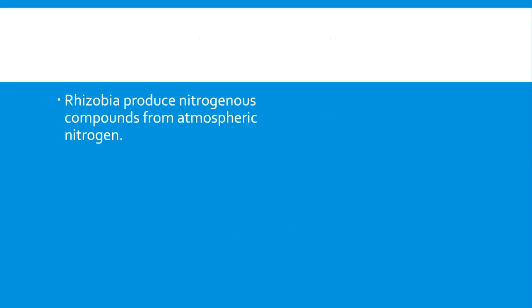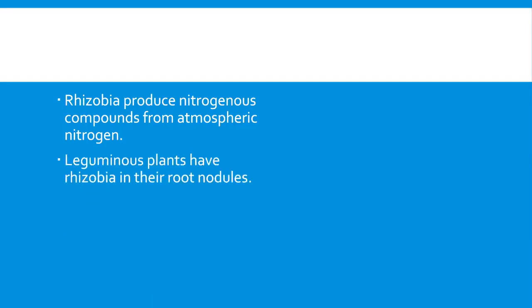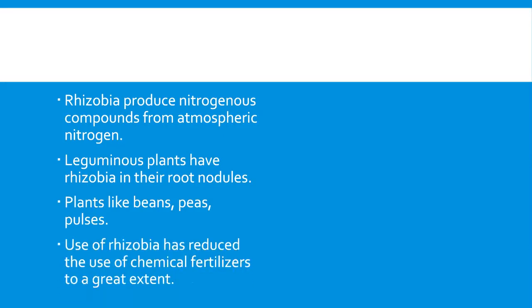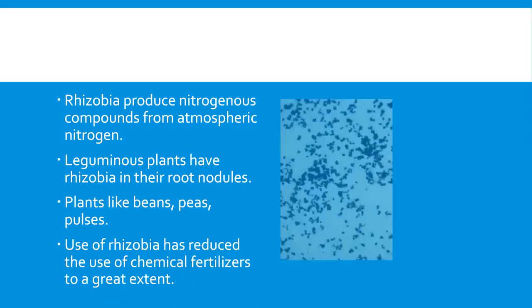Now, rhizobia produce nitrogenous compounds from atmospheric nitrogen. You know, our atmosphere has nitrogen. So rhizobia is going to use that atmospheric nitrogen and fix it in the root nodules of the plant, and that is how it forms nitrogenous compounds. Now, leguminous plants have rhizobia in their root nodules. Plants like beans, peas, pulses, all these plants are going to have rhizobia in their roots. And the use of rhizobia has reduced the use of chemical fertilizers to a great extent.